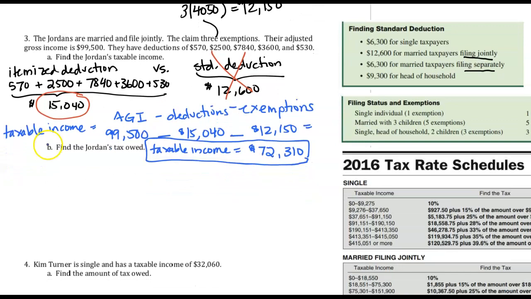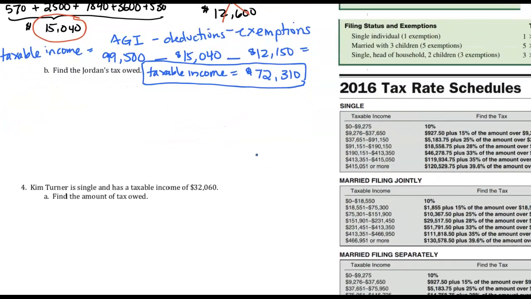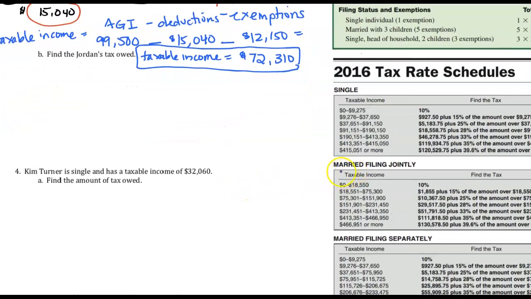Part B says, find the tax owed. To find the tax owed, we're going to take that taxable income. So this is the amount that's going to be taxed. Okay? And we're going to look in the table. So I put the table over here to the side. Over here, we need to look up married filing jointly to make sure we're in the right position. And we need to find out where that $72,310 would fit. So over here, we have a range of taxable incomes. It definitely doesn't fit in that first row. It looks to me like it fits in the second row.